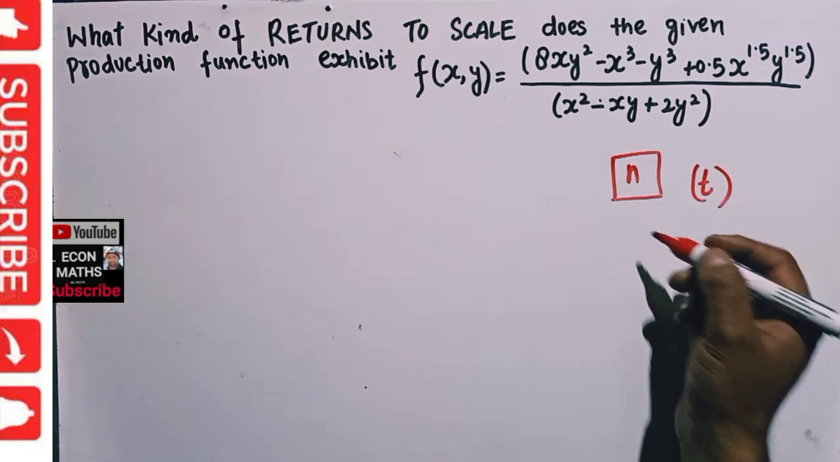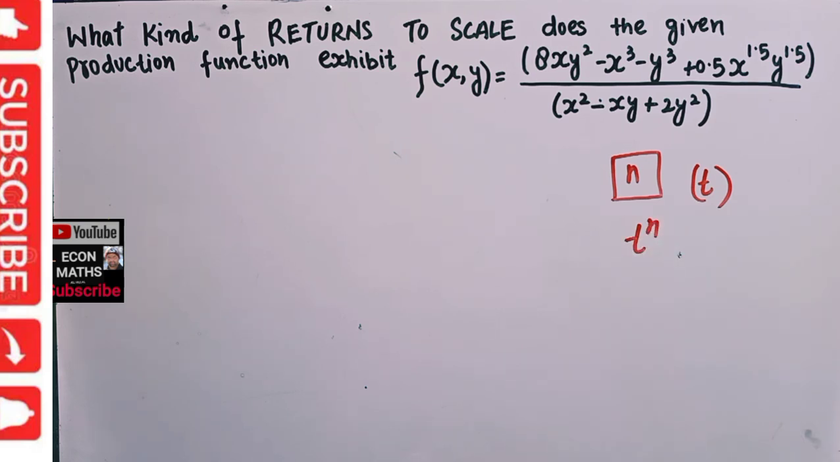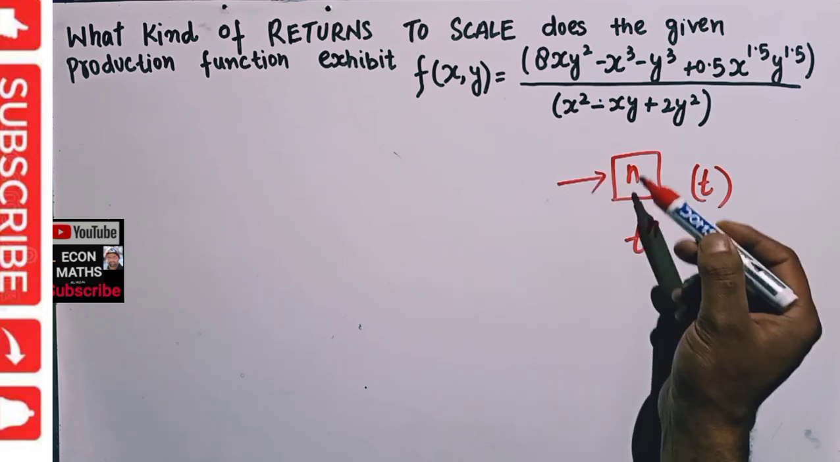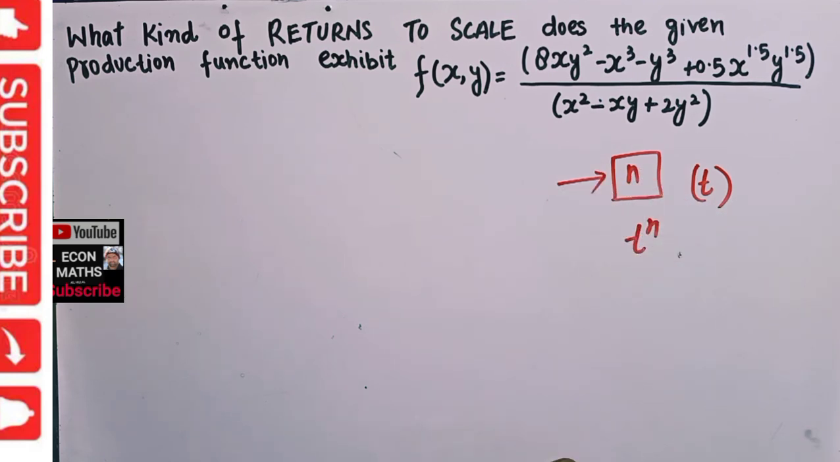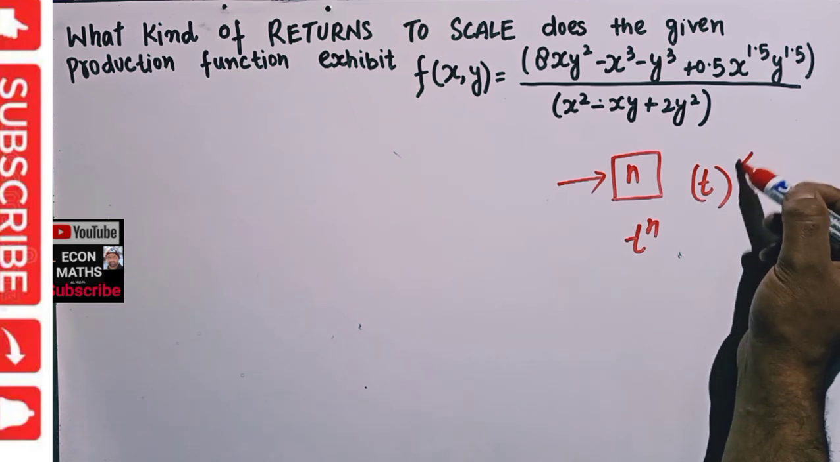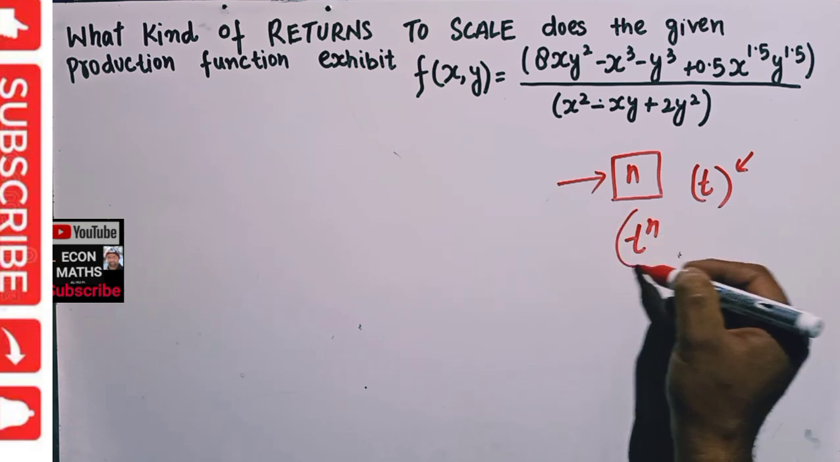output increases by a factor t^n. Let me repeat it here. A production function is said to be homogeneous of degree n if, when each input is multiplied by t, output increases by t raised to the power n.